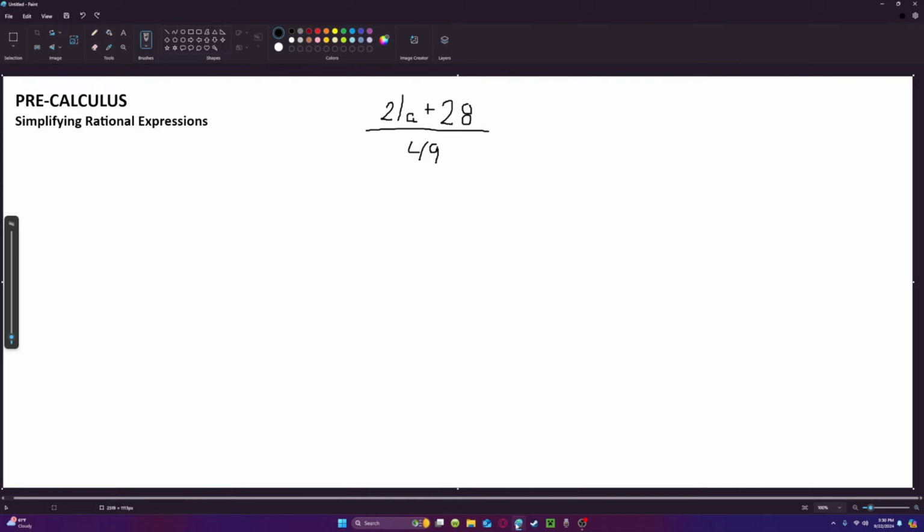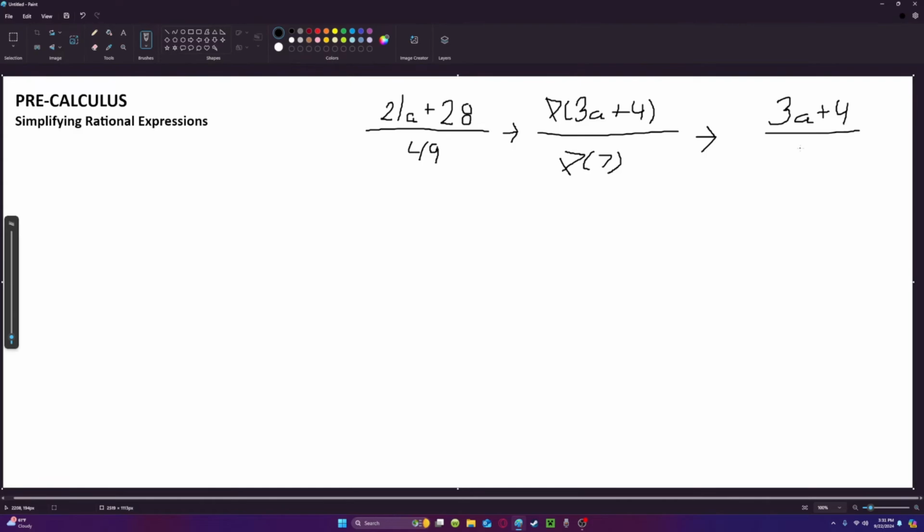Now on to our third example. We have 21a plus 28 over 49. You'll notice that all of these numbers are divisible by 7 right off the bat, which is very nice for us, because we can immediately go to 7 times 3a plus 4 over 7 times 7. These 7's cross out, leaving us with an answer of 3a plus 4 over 7.